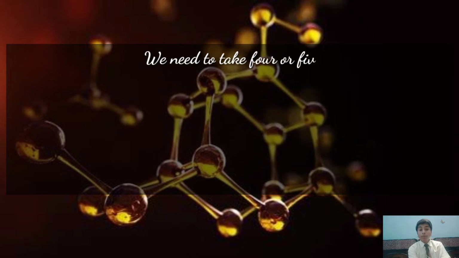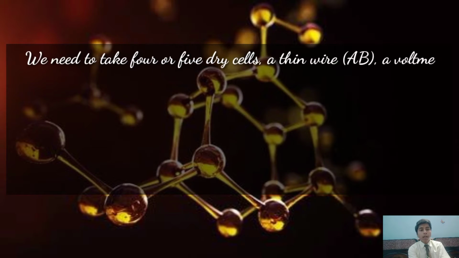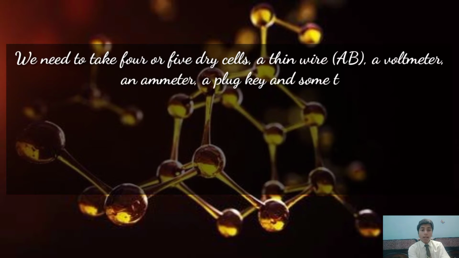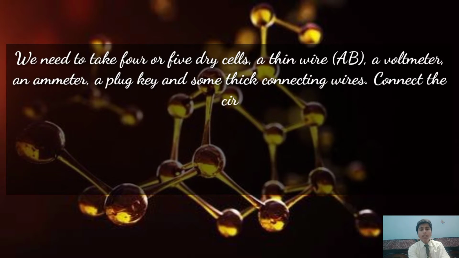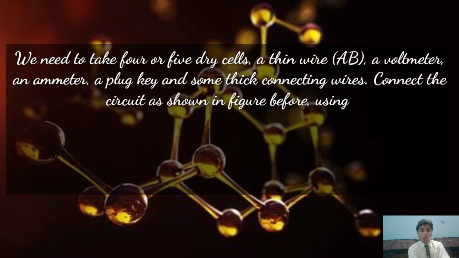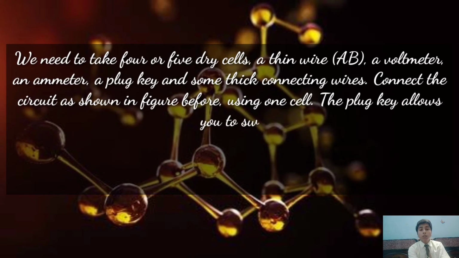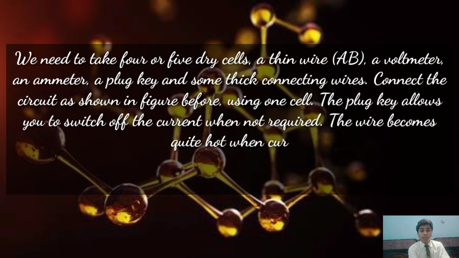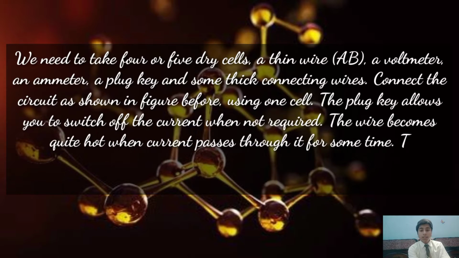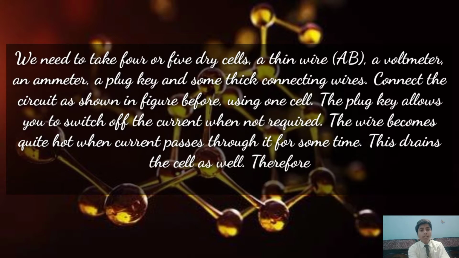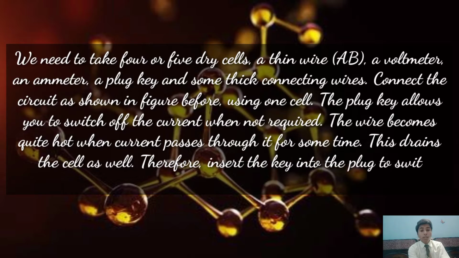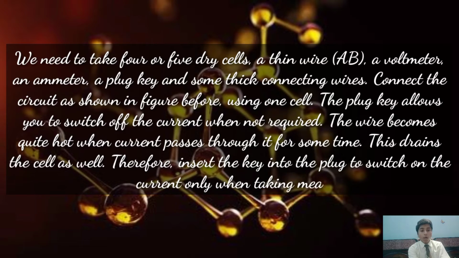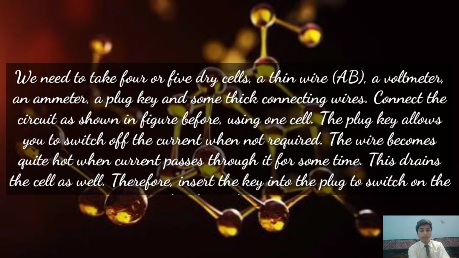We need to take 4 or 5 dry cells, a thin wire AB, a voltmeter, an ammeter, a plug K, and some thick connecting wires. Connect the circuit as shown in the figure before using one cell. The plug K allows us to switch off the current when not required. The wire becomes quickly hot when current passes through it for some time. This drains the cell as well. Therefore, insert the key into the plug to switch on the current only when taking measurements.